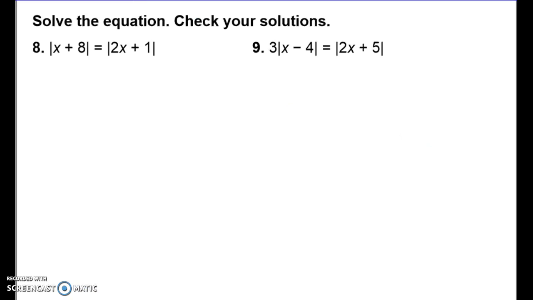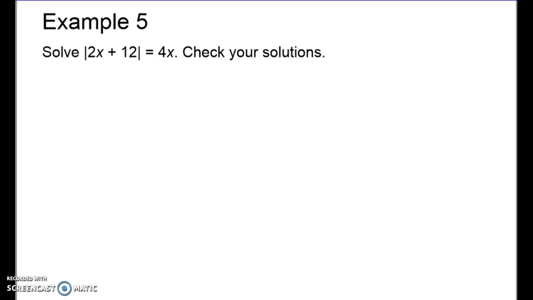So here's a couple that you can try on your own. So example 5. Here we are looking for extraneous solutions. Now an extraneous solution is one where we solve and we get that it is a solution, but then when we go back and double check, we realize that it doesn't actually work. So let's try this one.